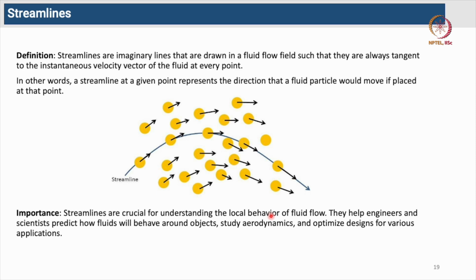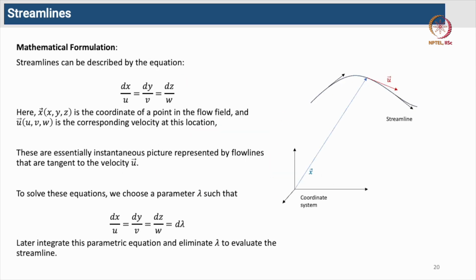Okay, so this is also useful for representation when you want to represent PIV. So this would be one of the key features of that. Okay. So streamlines have this mathematical representation, where x, y, z are the coordinates: dx/u = dy/v = dz/w. So here x is the corresponding coordinate and u is the corresponding velocity. So this is the instantaneous picture that is actually represented.